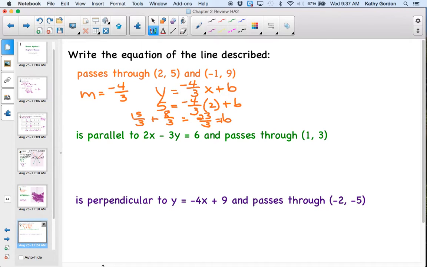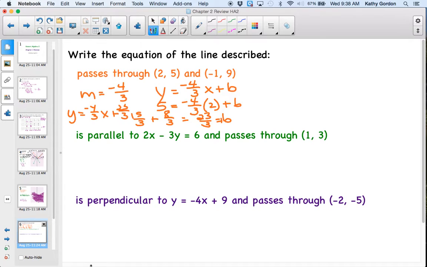So am I done? Okay, and that is probably the most common mistake people make when they do it this way, is they get to that b, they go, yay, found it, move on. No, don't move on yet. Make sure you go back and actually write the equation. Y equals negative 4/3 x plus 23/3. Okay, then you're done. Then you can move on.